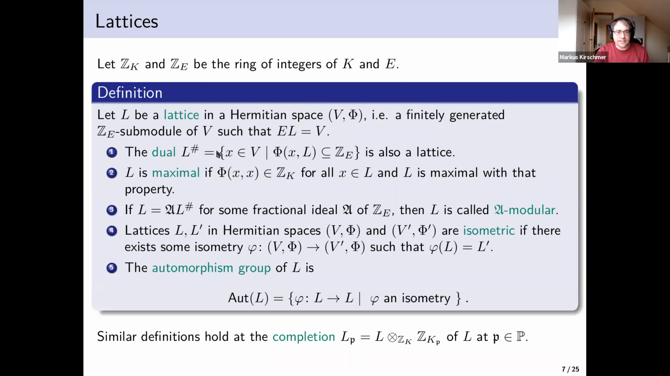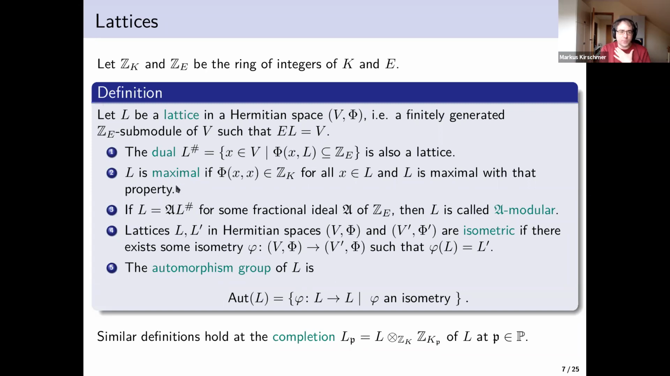Now, once you give me such a lattice L, there's a second lattice, namely the so-called dual. And the dual is actually important for the principal polarizations. So for the polarizations, you need to know the dual. And the dual is defined as the set of all vectors in V that have an integral inner product with all the lattice vectors. And it turns out that this set actually is a lattice as well. And dualizing twice gives you back the original lattice, etc. So all these properties hold.